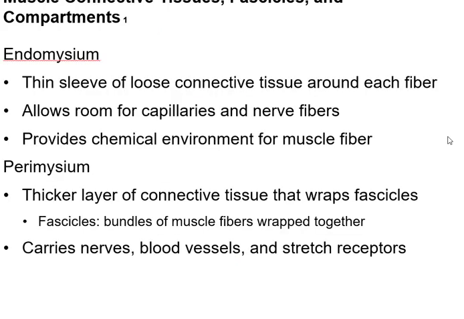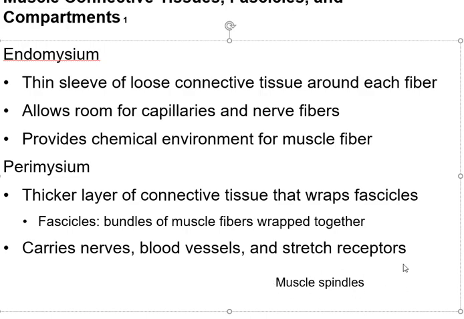So here are the words that go along with that picture. The endomysium is the one that's directly on the muscle fiber and has capillaries and nerves. That's about all you have room for because it's such a small thing. And then you come out, and the perimysium is the thicker layer of connective tissue that's holding the fascicles together. A fascicle is a bundle of muscle fibers wrapped together. And you're going to have nerves, blood vessels bigger than capillaries, and stretch receptors. So this is going to be important.